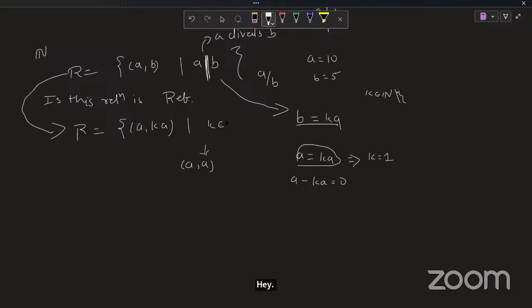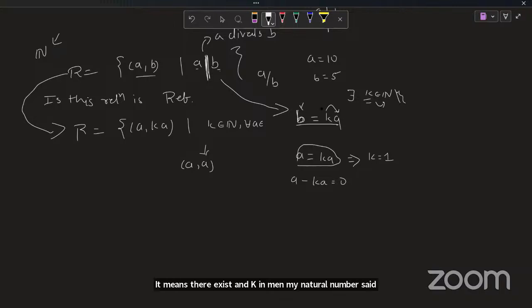Sir, can you please explain again? My question is, this is the relation I am defining on natural numbers, where A divides B. If A divides B, it means B can be represented like this: there exists a K in the natural number set such that if I multiply that K with A, I get B. For example, 2 divides 6. When I say 2 divides 6, 6 can be represented as K into 2, where K is 3, right?